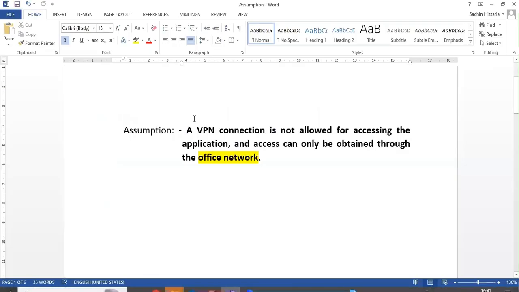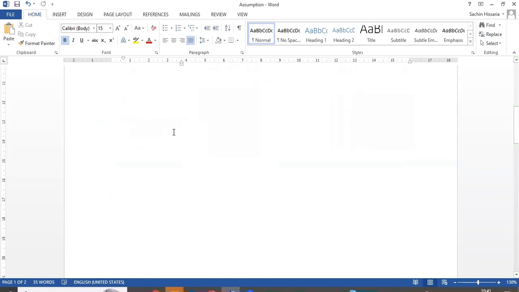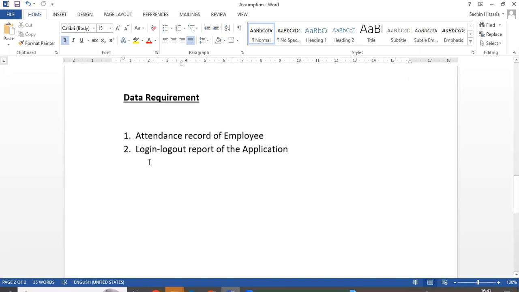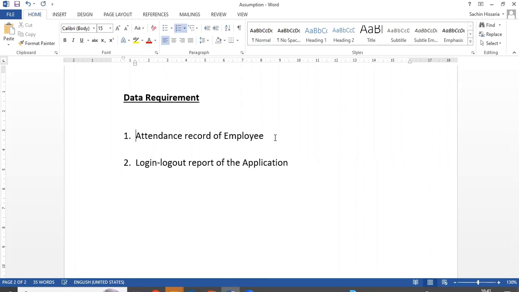We are working on the assumption that VPN connection is not allowed for accessing the application, and you can access that application through the office network only. This is the assumption we are taking to find out these instances. Now, let's see what data you will require. Generally, you will require two data: one is the attendance record, and the second is the login logout report of the application. You need to ask for these two data from the auditee, and on the basis of these you can find out when the password was shared.